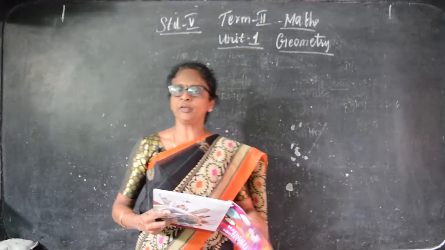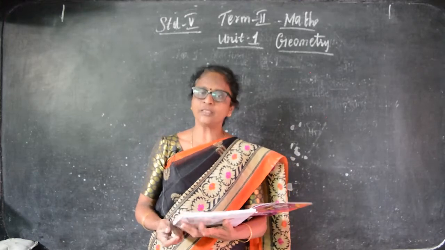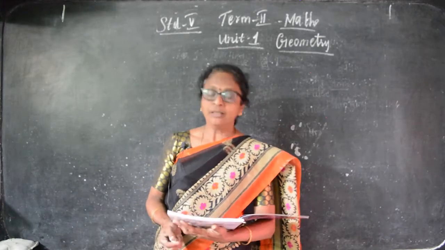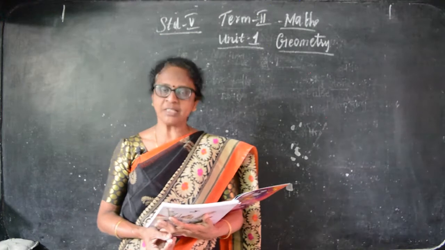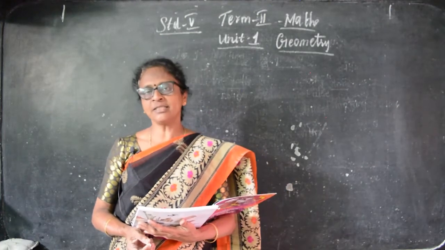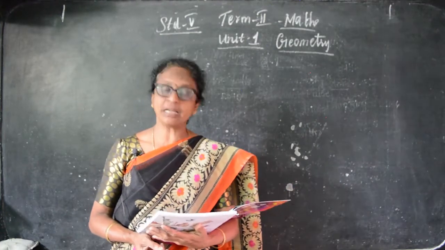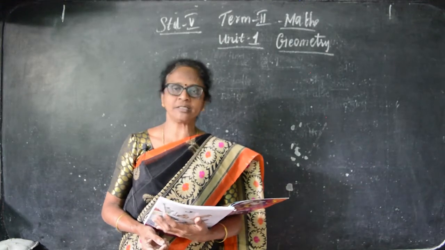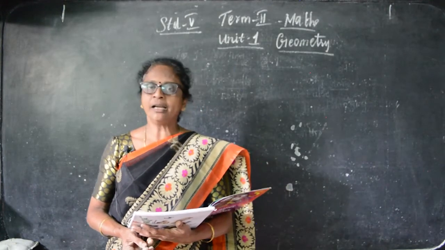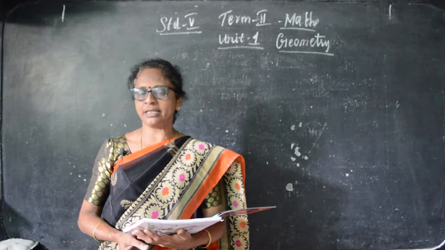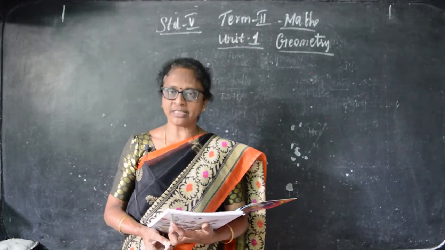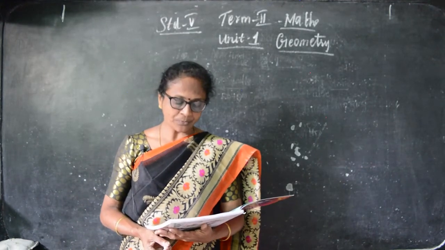Okay children, now we are going to see about 5th standard maths, unit 1, geometry. This is for the second term we are starting now. Already the first term we have completed and you have written the examination also. All the children have done their examinations very well. Like that, you have to continue the second term and do your exams best, children.